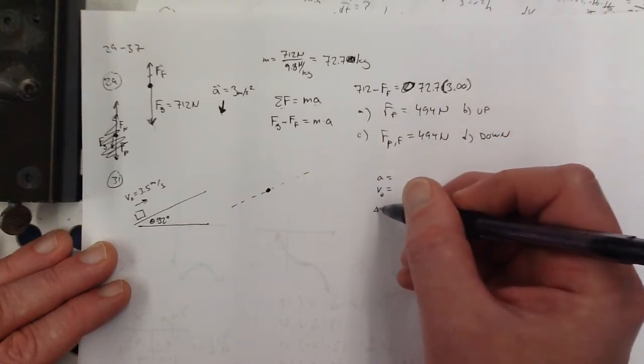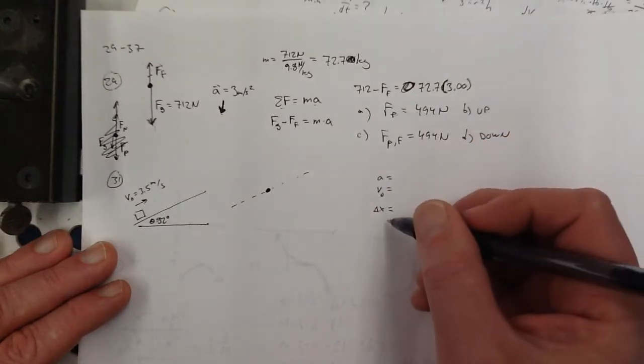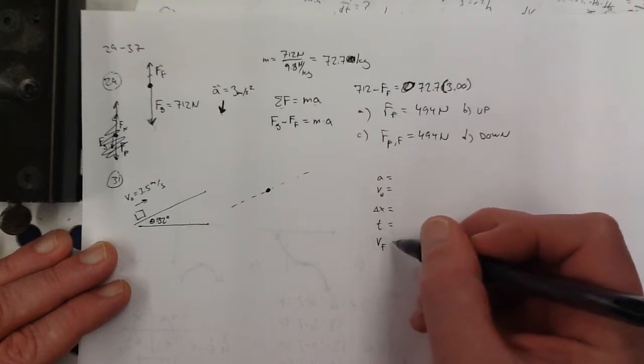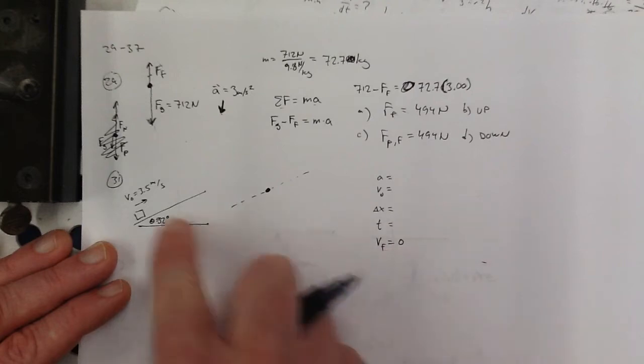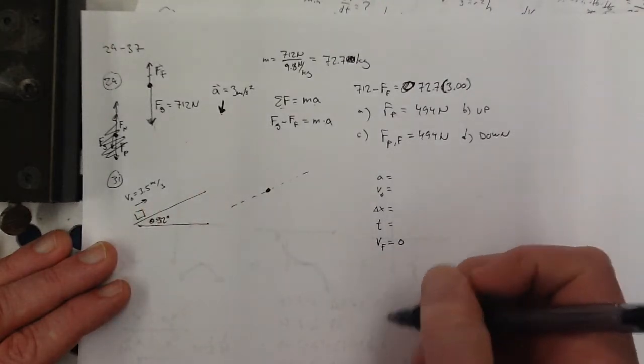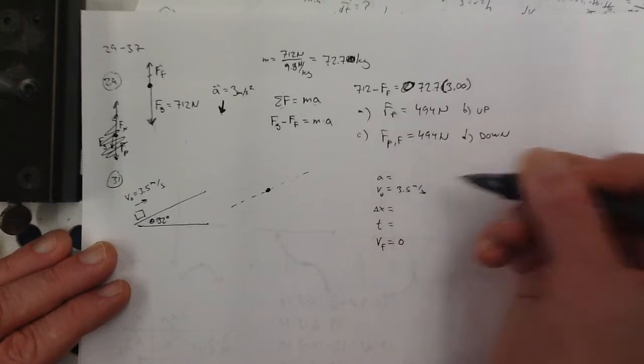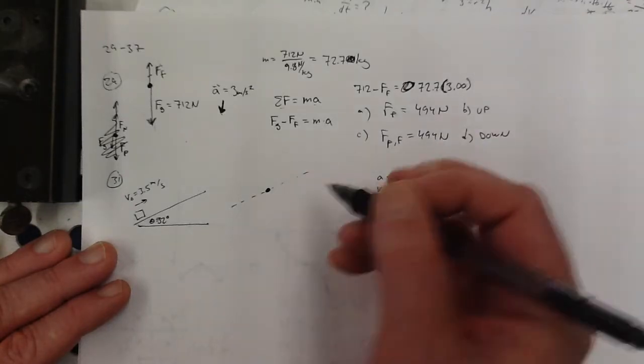So how long does it go up the ramp? And how far? At its peak, it's going to have a velocity of 0, right? And we know that it starts at 3.5 meters per second. So I need to find that acceleration.